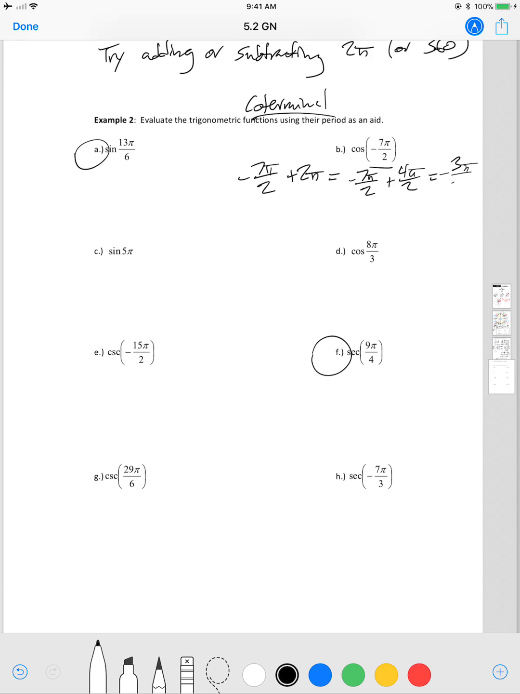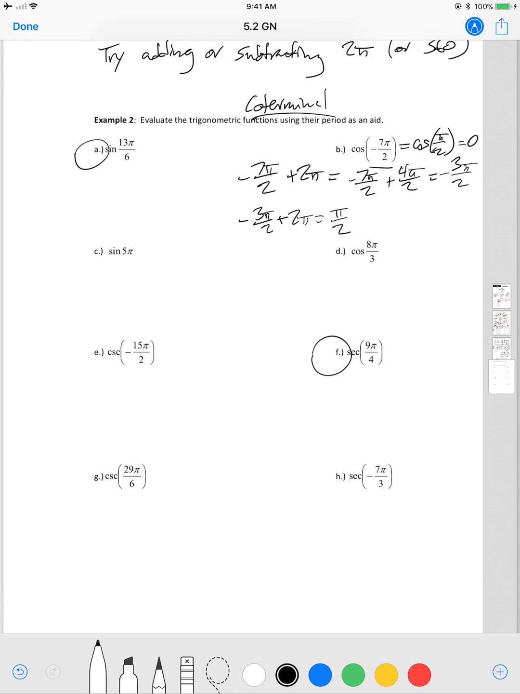It's going to be negative 3 pi over 2. That's a little easier to work with if you want to figure out where the negative angle is, or I can just add 2 pi again if you like positive angles. I'm going to get pi over 2. So this is equal to the cosine of pi over 2. And at pi over 2, my point is (0, 1), so cosine is 0. And that's it. That's all I need to do.